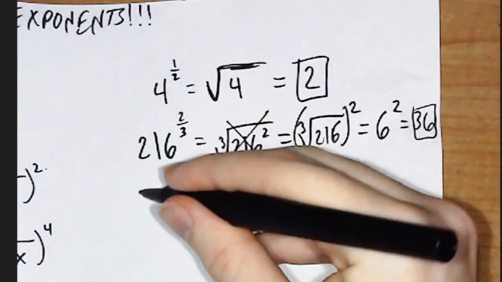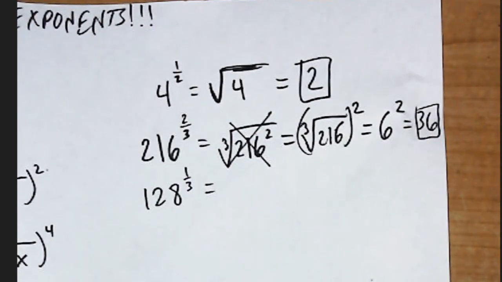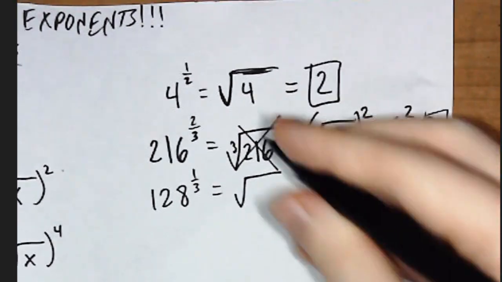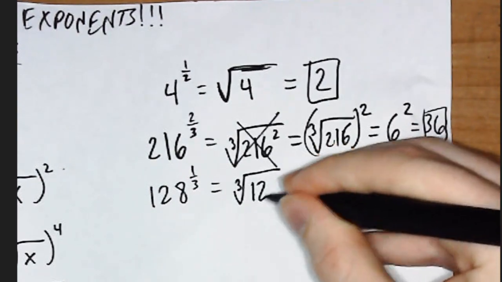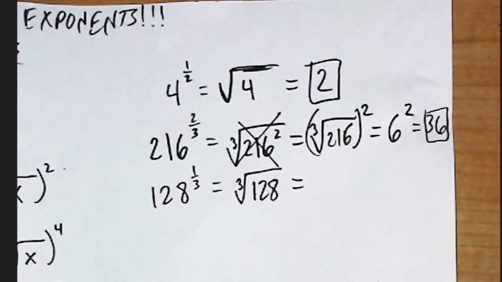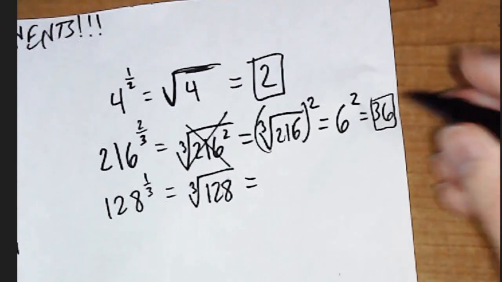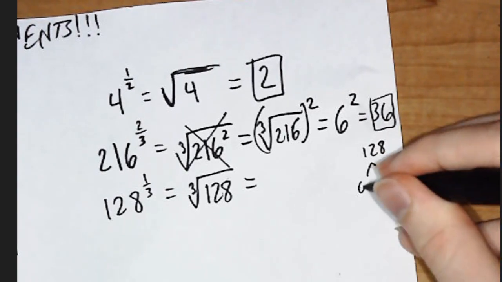All right, the next one is 128 to the power of 1/3. Now let's rewrite this in radical form first. So we're going to write a what type of radical? It should be a cube root, because the denominator of the exponent is 3, so the index of the radical must be 3. Underneath goes 128. All right, 128 is not a perfect cube, so we're going to have to break it down. 128 breaks down into, let's see, 64 and 2.